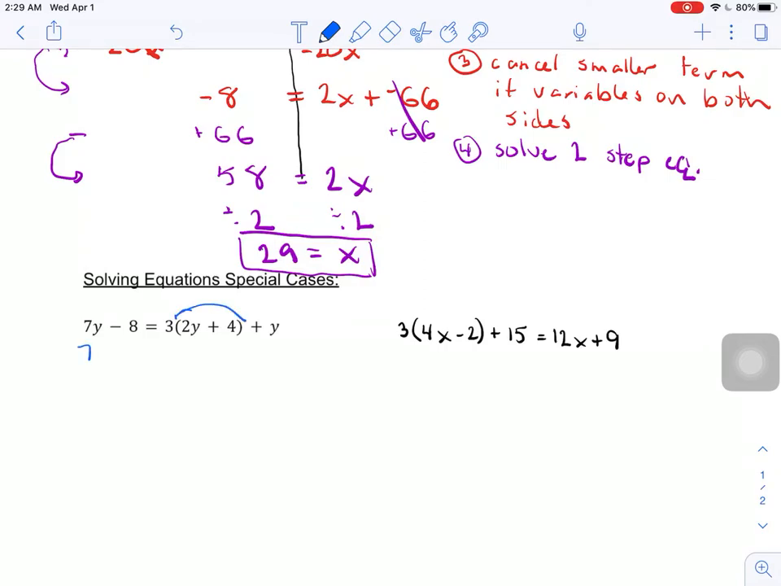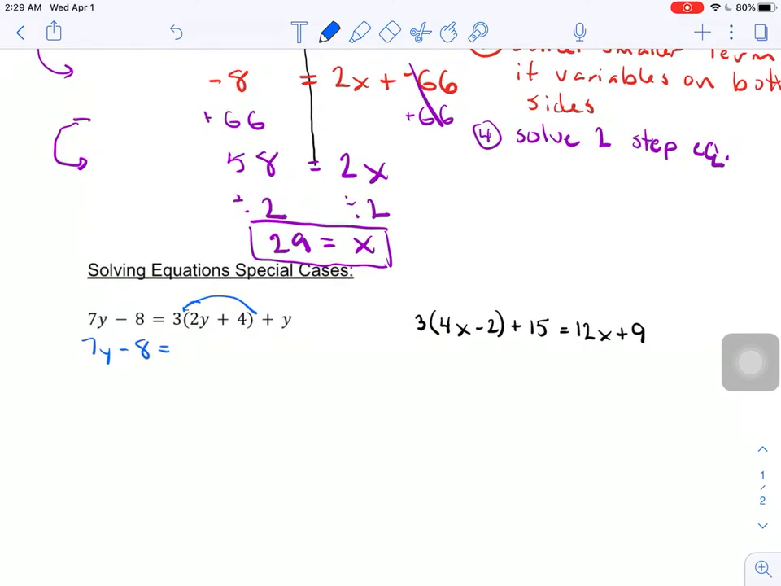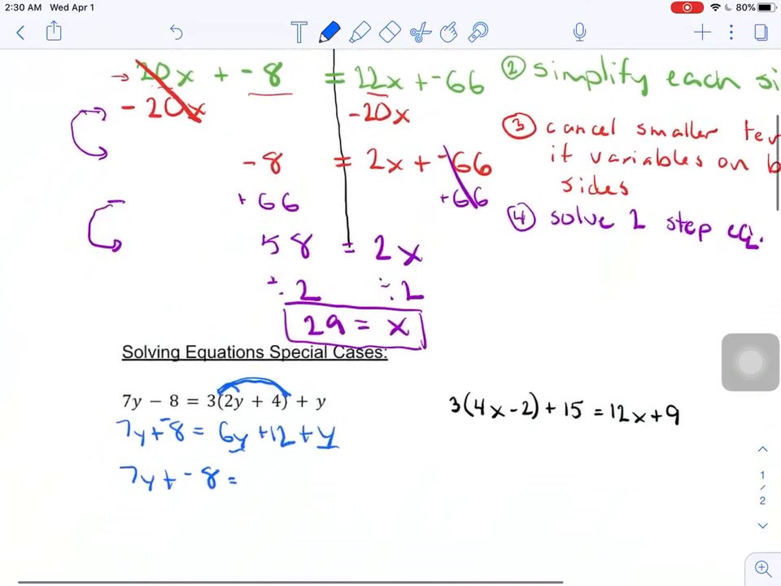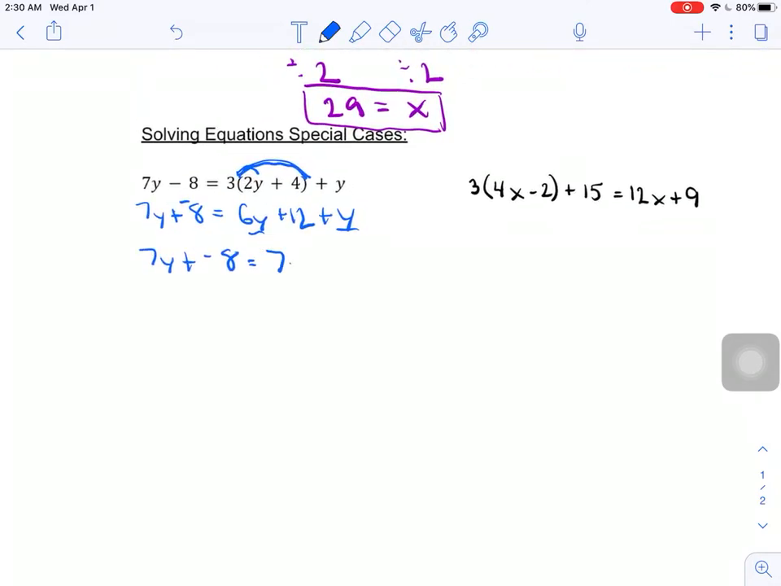So first step is distributive property. If we do distributive property, I'm just going to rewrite the left side because we're not doing anything with it, but I want to keep everything lined up. So 3 times 2y is 6y. 3 times 4 is 12. And I'm going to go ahead and change my subtracting into adding while I'm at it early in the problem, plus -8. So I've got like terms I can combine, so that's my simplify step. So 7y plus -8. The 6y and the y I can put together and make into a 7y.